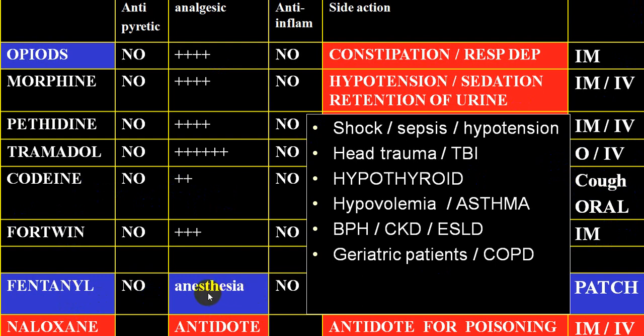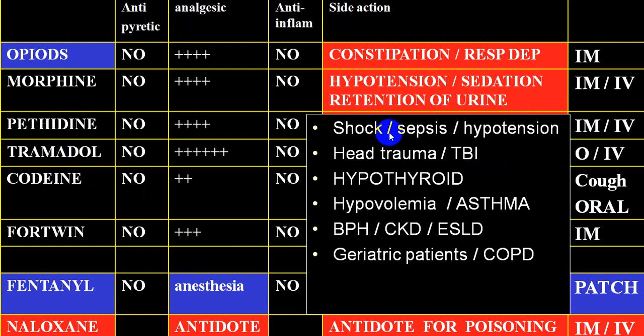Fentanyl is available in the form of anesthetic intravenous injections, and also in the form of a patch, which is very commonly utilized for chronic pains, particularly cancerous and non-cancerous pain. And naloxone is available as an intramuscular or IV preparation. The common side effects of all together we take: constipation is very common, respiratory depression is very common, hypotension, sedation, retention of urine. These are the most common side effects of nearly all opioid groups, semi-synthetic, synthetic, natural, etc.